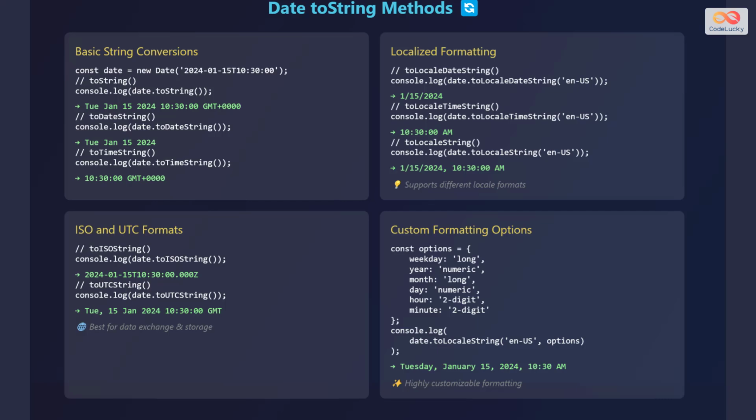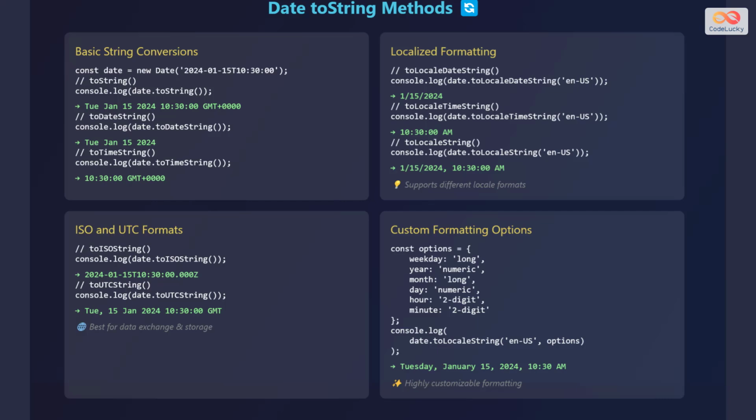In the second section, you will see localized formatting options by using toLocaleDateString, which returns the date in a locale-specific format. toLocaleTimeString will give you the time in a locale-specific format, and toLocaleString returns both the date and time in a locale-specific format. These methods support various locale formats.